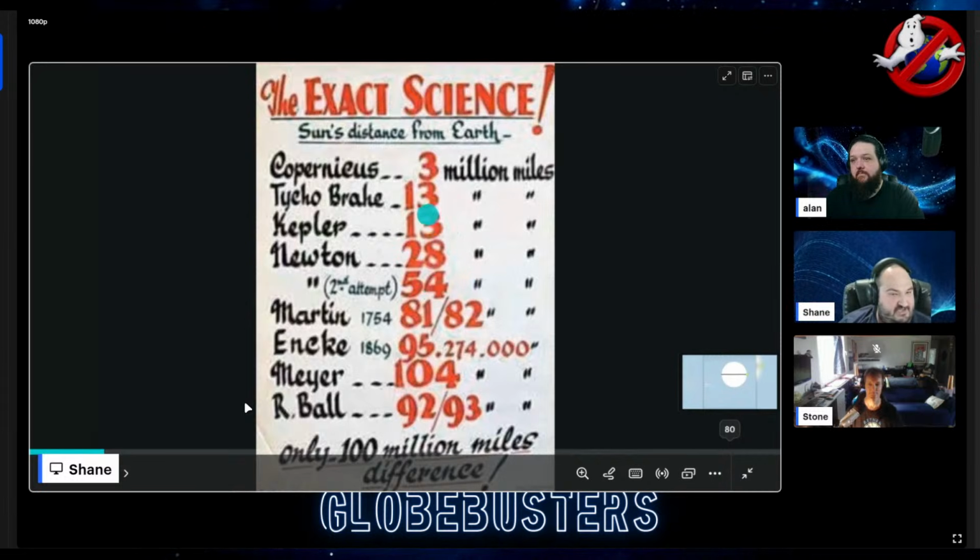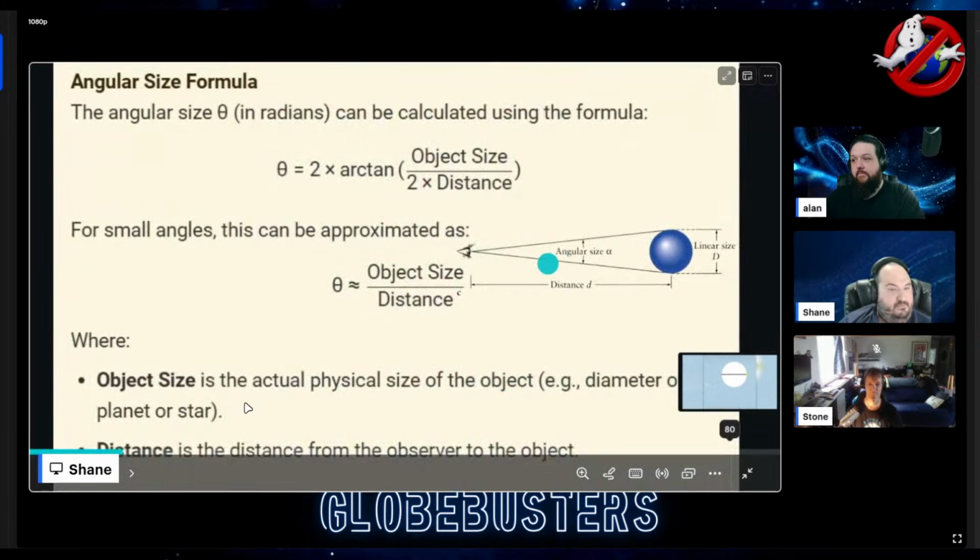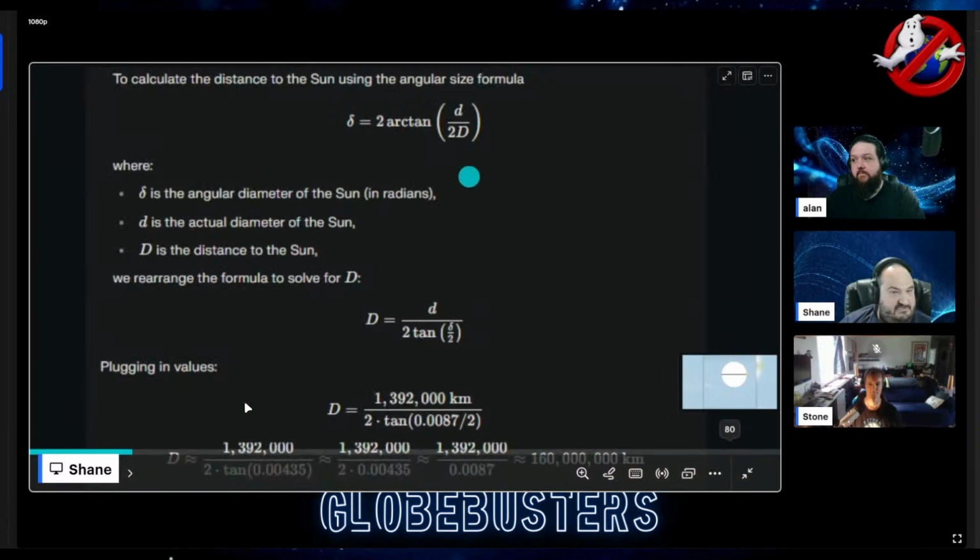So they have Copernicus, say, guessing the distance of 3 million. Haha, he was wrong. Tycho Brahe guessing 13, Kepler 13, Newton 28, and then again at 54, Martin 81, 1995, all the way through. And what they're doing is using this formula, which in this one is theta equals 2 times the arctan of the object size, or the diameter, over 2 times the distance. And here's how you would visualize it. This is how they particularly use angular size in astronomy, and exactly how they got the distance to the sun today, which is 2 times the arctan of the diameter over 2 times the distance.